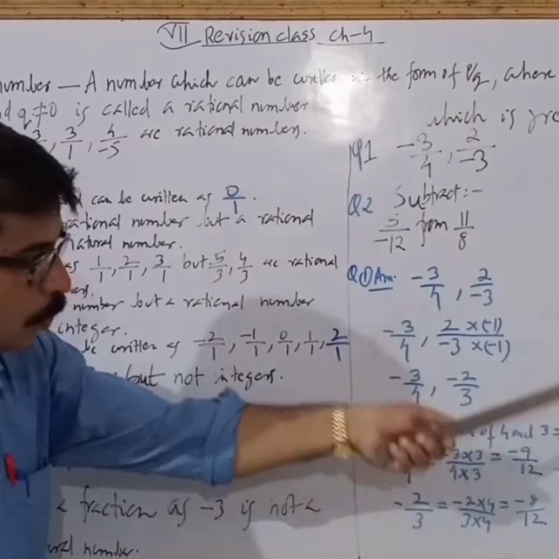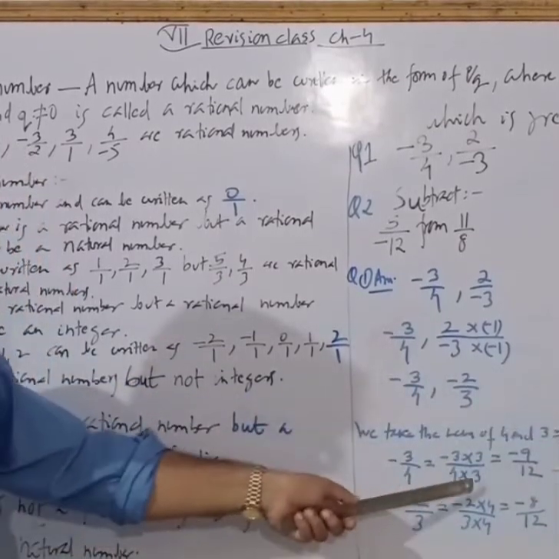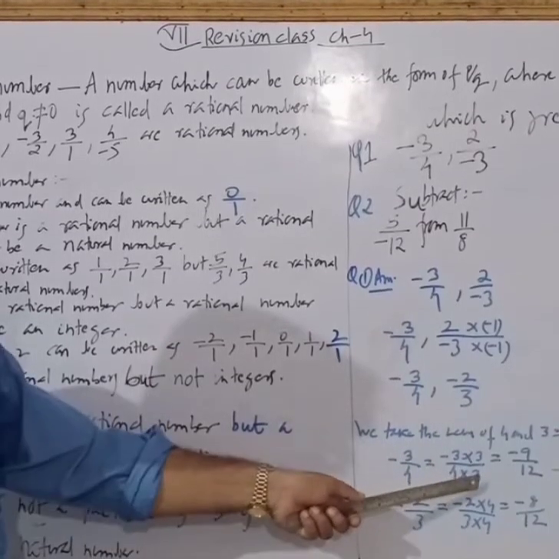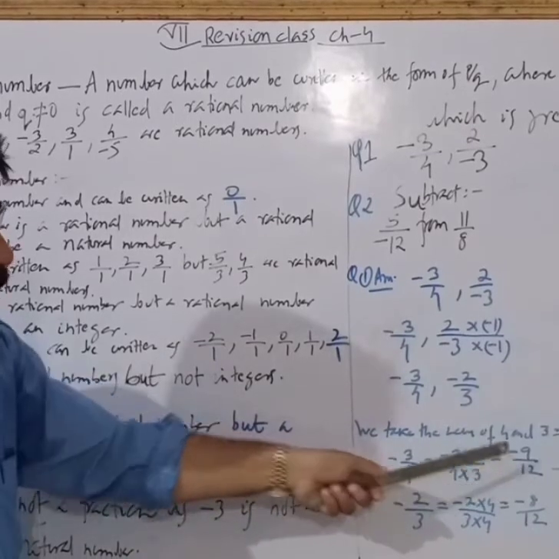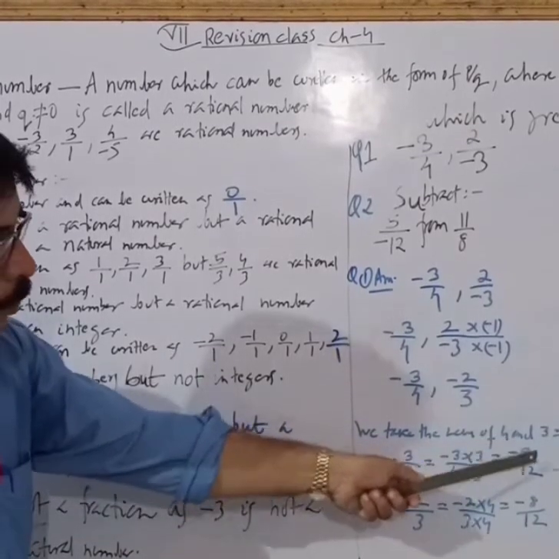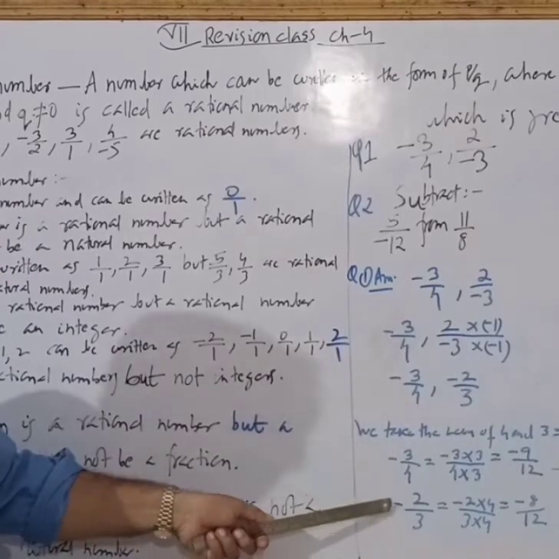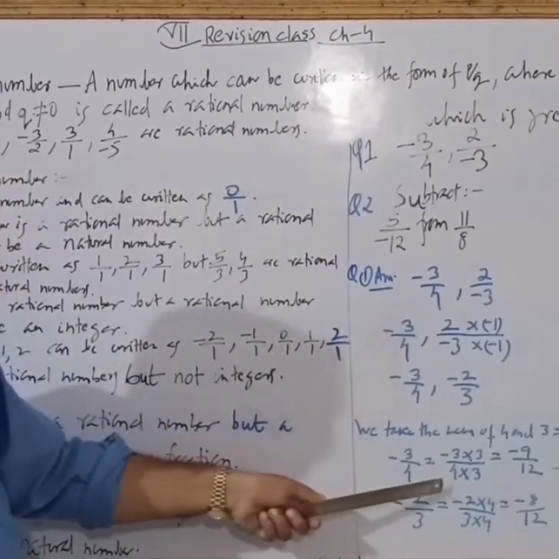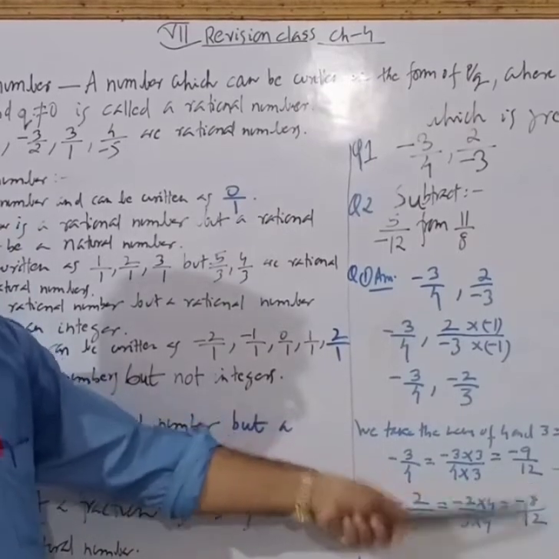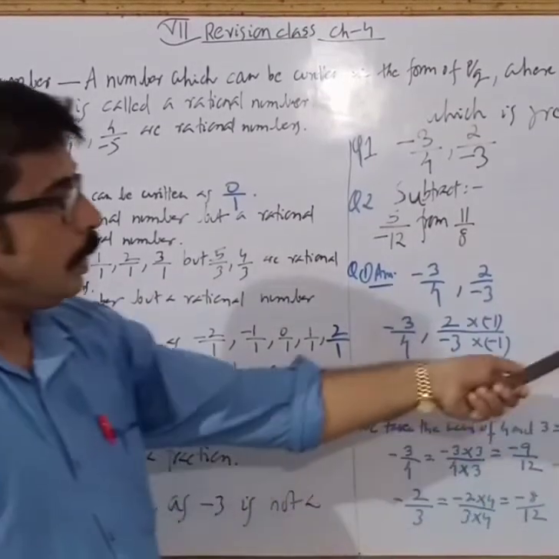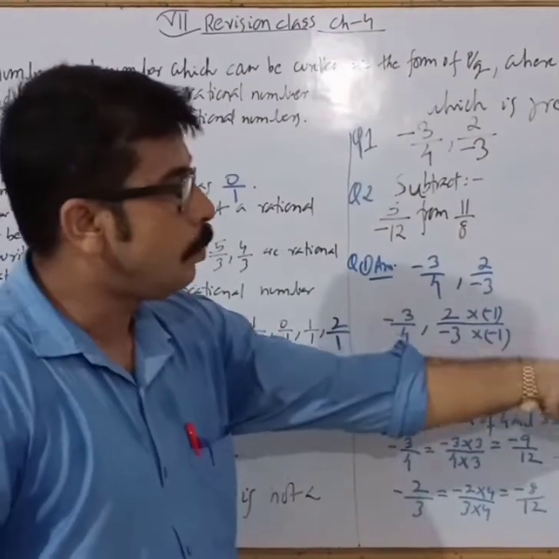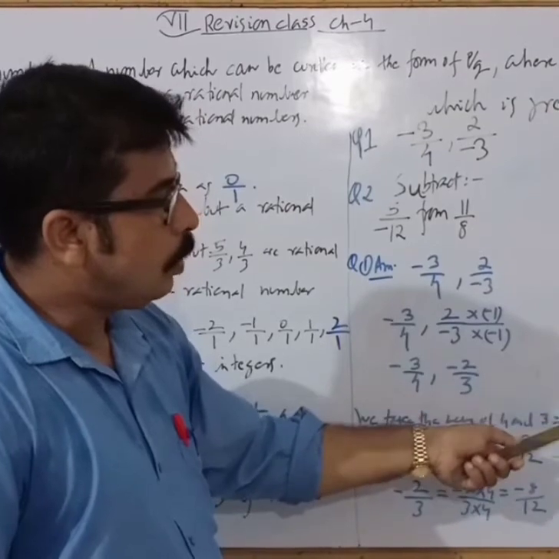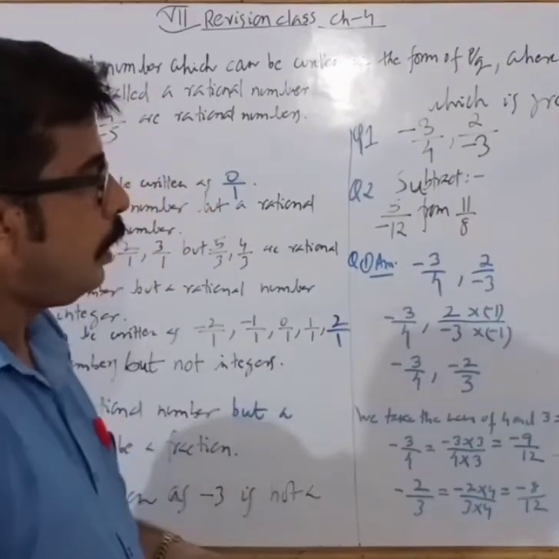So I have got 12. Now to make the denominator 12, we need to multiply the first rational number's denominator by 3 so that we get 12. So ultimately we get minus 9 by 12. In the second rational number, minus 2 by 3, we need to multiply by 4 to get 12. So minus 2 into 4 is minus 8 by 12. Now we have minus 9 by 12 and minus 8 by 12. Now we can tell minus 8 by 12 is greater than minus 9 by 12.